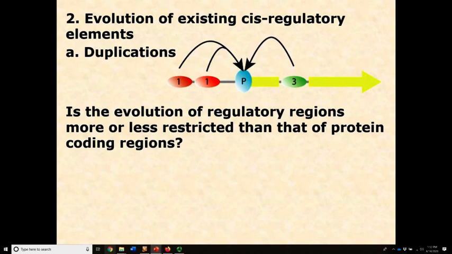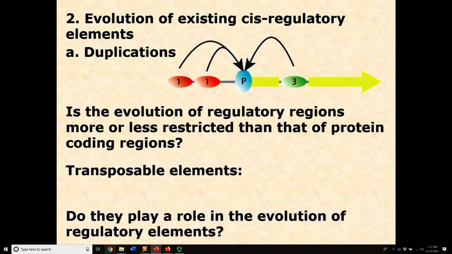Okay? So, is the evolution of regulatory regions more or less restricted than that of protein coding regions? Well, hopefully, as we've been talking about these, you've gotten the sense that it's much less restrictive. We get duplications that are going to have a minor impact, whereas a duplication of a gene more often has a major impact. We can lose one, or gain one, or modify one, and have subtle changes, so they're a lot more flexible and can change a lot compared to the genes themselves.